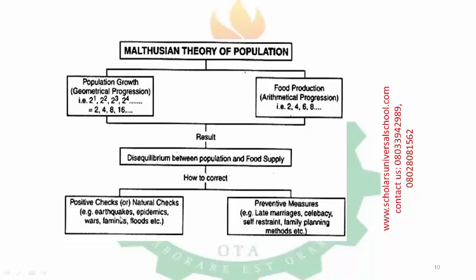Here we have the occurrence of earthquakes, epidemics, war, famines, and flood. These are natural checks that occur naturally that will help to checkmate or to reduce the increase in population size, and the other preventive measures where we have encouraging late marriage, celibacy, self-restraint, and family planning to help to reduce the increase in population size.